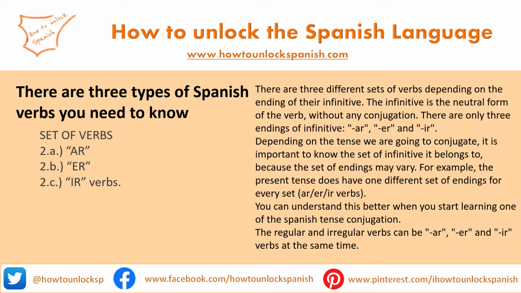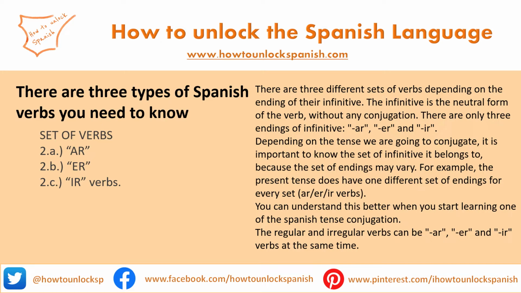Your verb might have an infinitive ending in ar, your verb might have an infinitive ending in er, or your verb may have an infinitive ending in ir. For example, tomar, to take, has an ar ending, which means it's an ar verb. Comer is an er verb, and vivir is an ir verb.